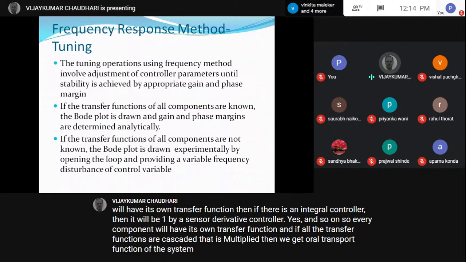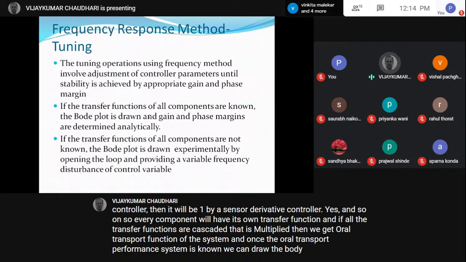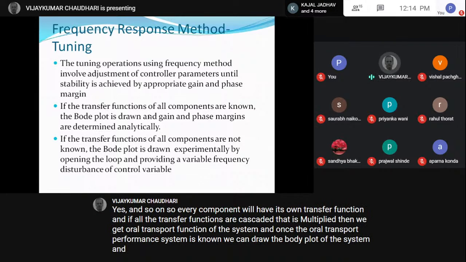And once the overall transfer function of the system is known, we can draw the Bode plot of the system, and then gain and phase margin can be determined by the method that we have already discussed.